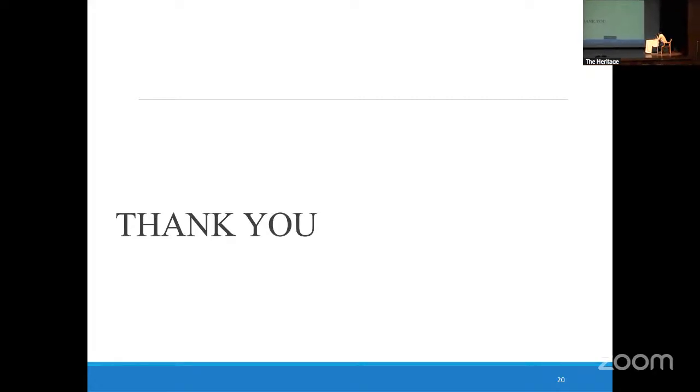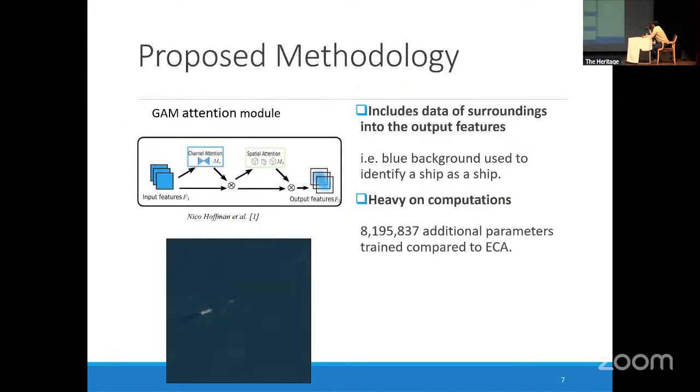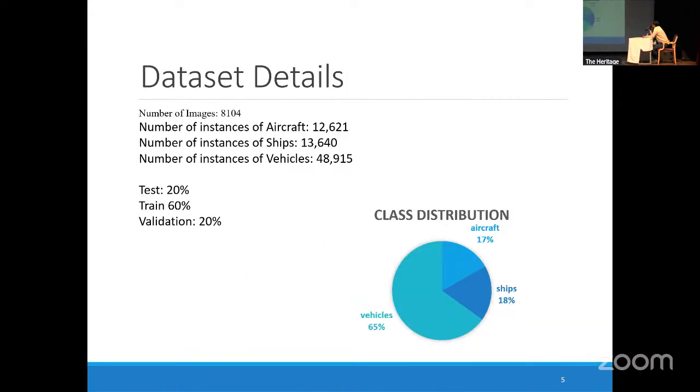Now, when you show your data set, I see the class distribution that you showed on this slide: 65% vehicles, 18% ships, and 17% aircraft. So do you think this data set is a balanced data set? No, it's quite class imbalanced, but this is on the number of instances within each image and not on the number of images itself. But the number of images balance out.